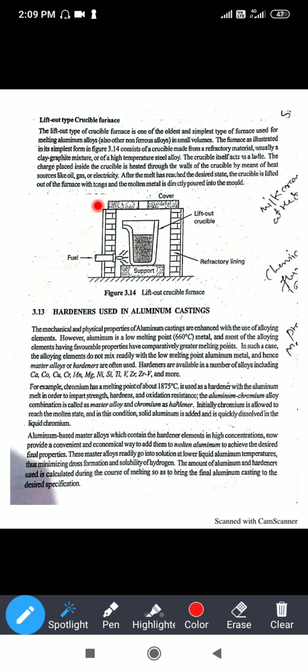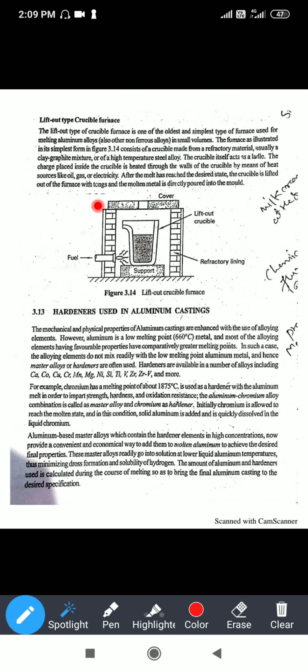Now let us see the hardness in aluminum casting. Purely aluminum doesn't have the proper hardness and strength because its mechanical properties change. To give strength to that casting, to improve the hardness, and to improve the mechanical and physical properties of the aluminum casting, some alloys are added during melting, to change the mechanical and physical properties of that casting.